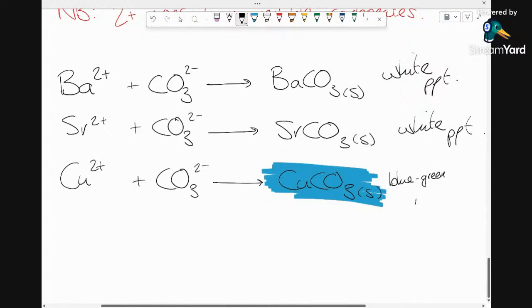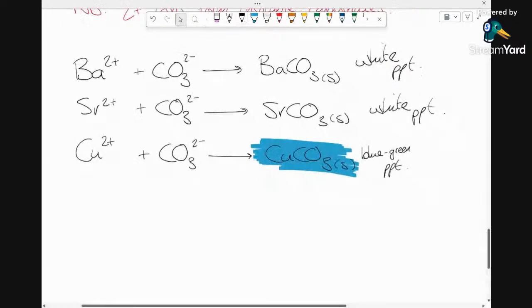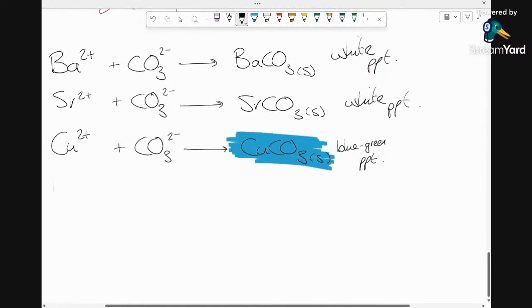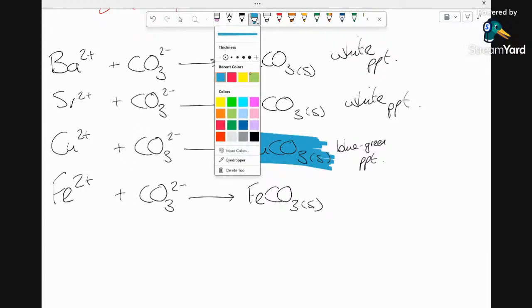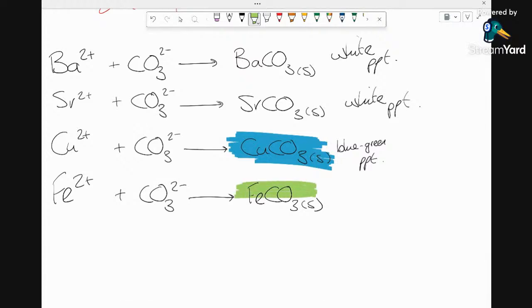Blue-green precipitate of copper carbonate. Let's go for iron(II) carbonate. I love iron(II). All of them are green, by the way. I'm going to form iron(II) carbonate, which is a solid, and all iron(II)s are green. Gotta love it. Green precipitate.